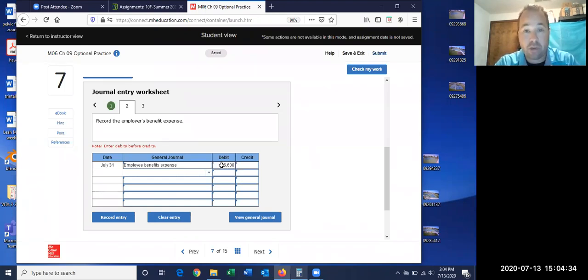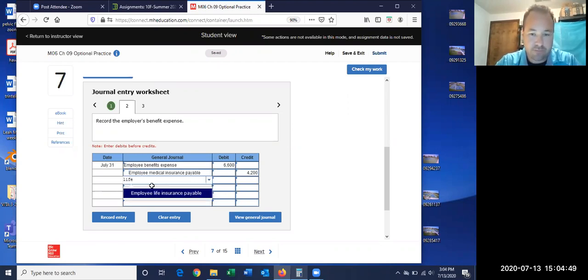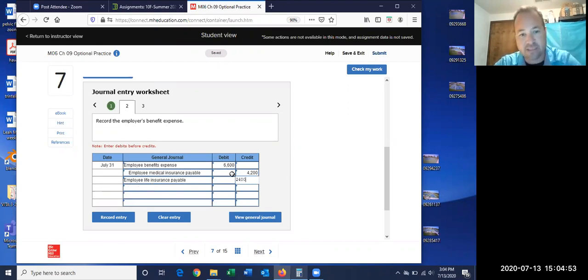Now is where I do break them down, because I got to know how much do I pay to each company. So for the medical insurance payable, I pay $4,200 to those guys, and then for the life insurance, I pay $2,400, and both of those together is where I get the $6,600.